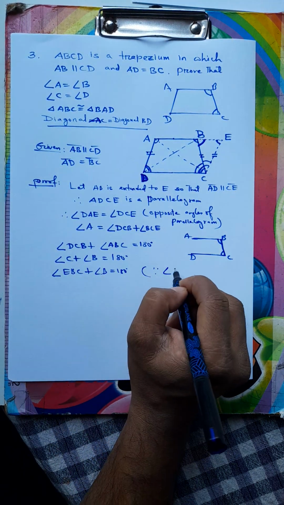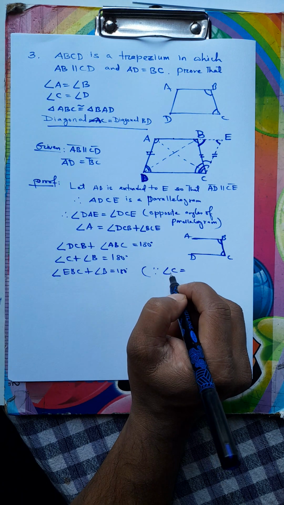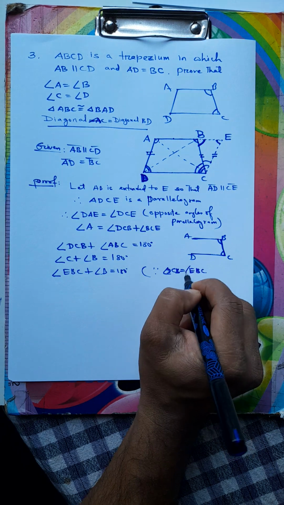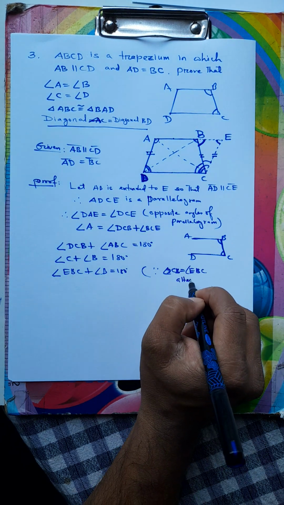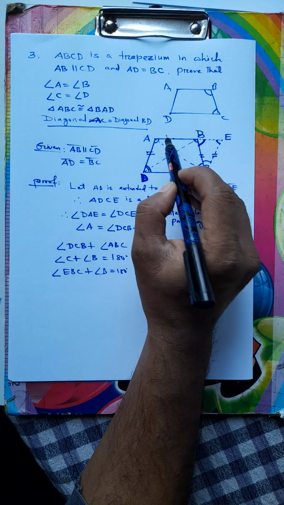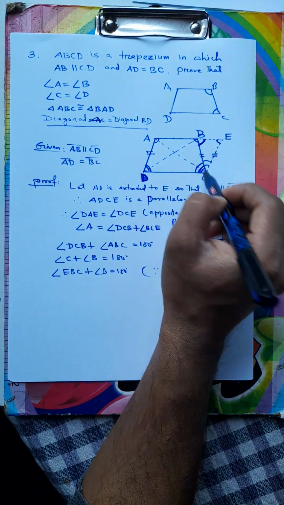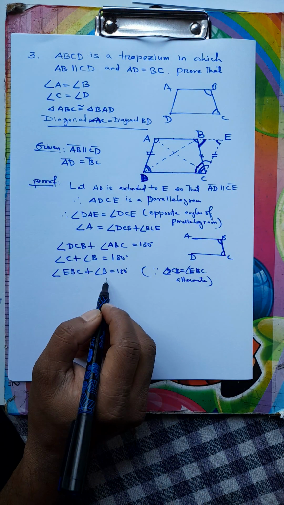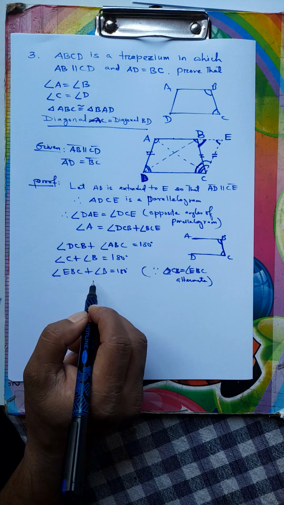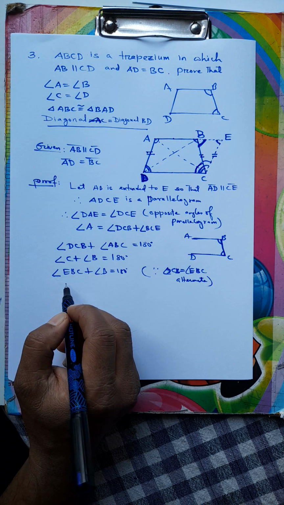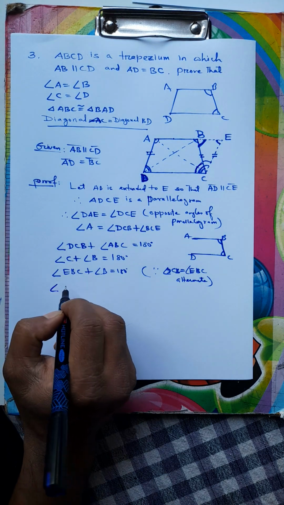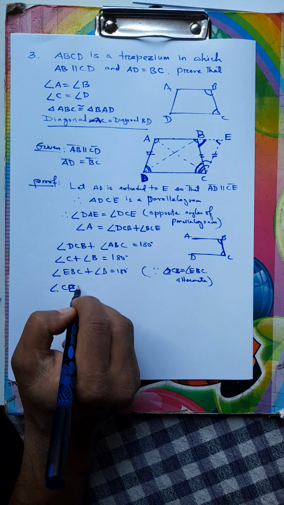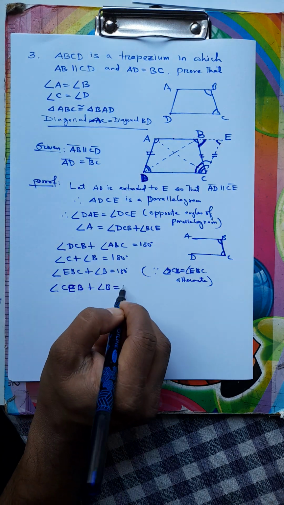Since angle C, that is DCB, is equal to angle EBC, they are alternate angles. AE is parallel to DC, BC is a transversal, so these two angles are equal, alternate angles. EBC plus angle B equal to 180 degree. Now what is EBC? EBC equal to angle CEB, so CEB plus angle B equal to 180 degree.